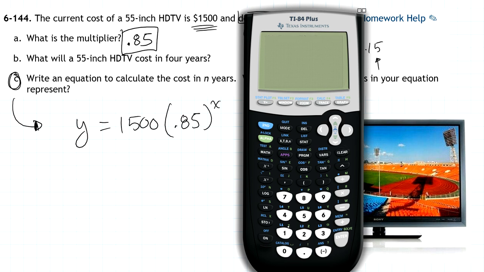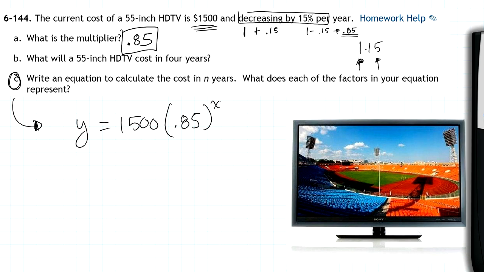Now I can answer that pretty straightforwardly by just grabbing the calculator and plugging in 4 for x. So let's go ahead and take the 1,500 times 0.85, and I'll raise that to the fourth power to get what it'll cost in 4 years, and I get $783. I could round it to the penny, but I'm just going to say $783. So about 783, and you've got taxes anyway, so you should come with more than that.